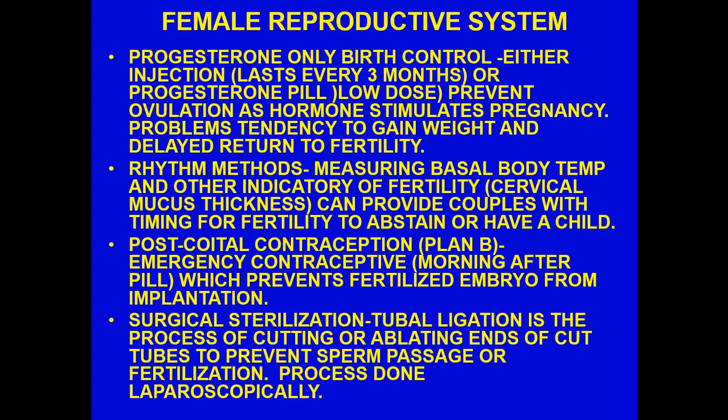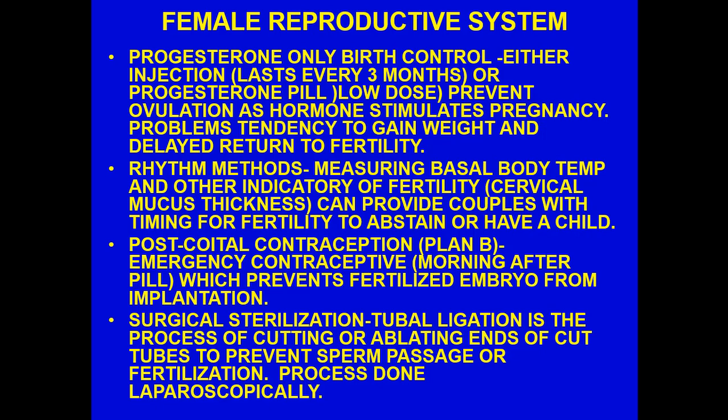The value of the rhythm method is also that for couples that have been trying to get pregnant, it will give them the indication of when they are actually fertile, and then they can decide if they want to abstain or have intercourse and have the child. Postcoital contraception, otherwise referred to as Plan B, is a morning-after contraceptive, and it prevents the fertilized embryo from implantation. It's usually hormonal in its approach.